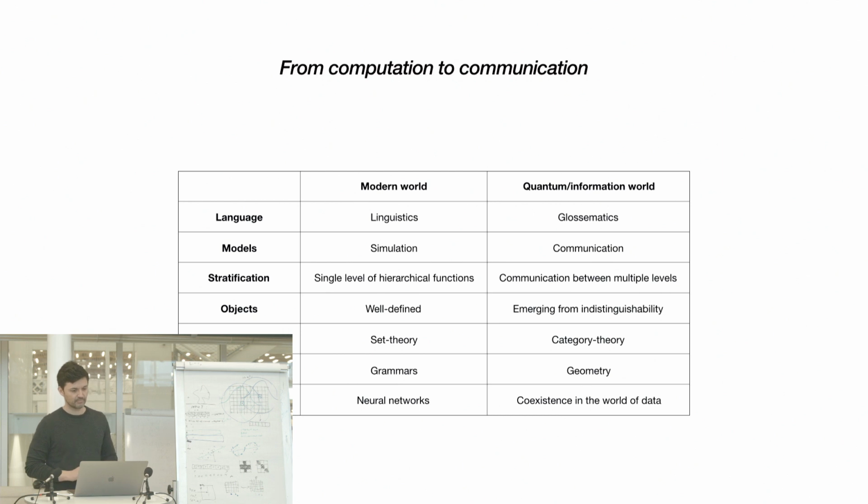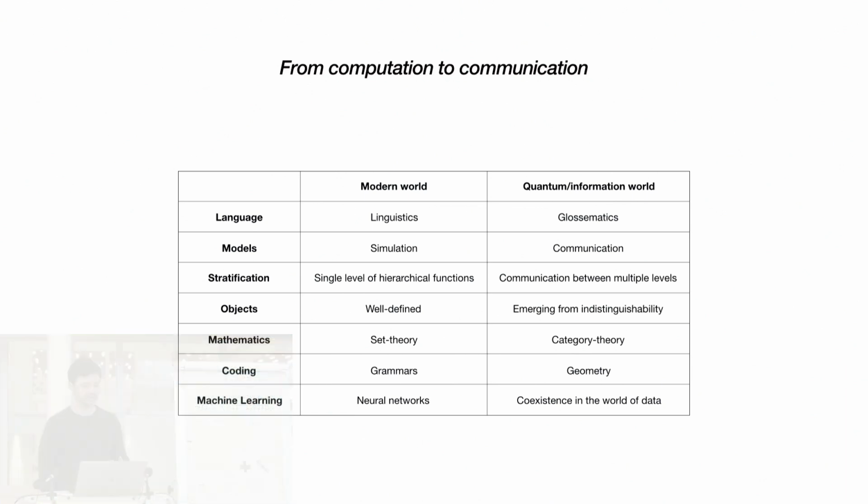So what I've shown you so far can also be crystallized in this table. I recognize that we might be better off using a language model such as glossematics than what we usually do with linguistics. Then instead of simulation models, we are better off using communication models. Then instead of using a single-level hierarchical structure in modeling, it would be better if we could stratify our model between multiple levels and enable communication between them.